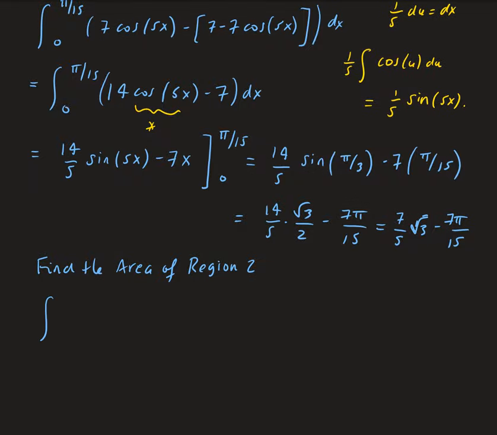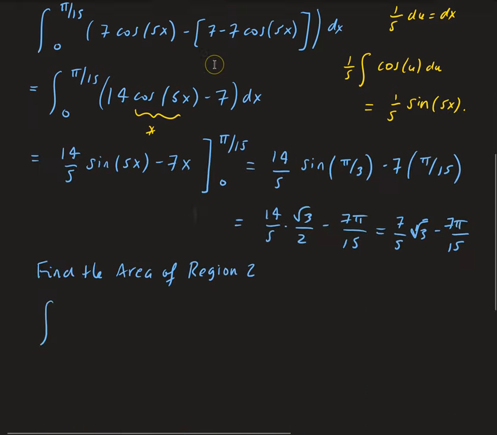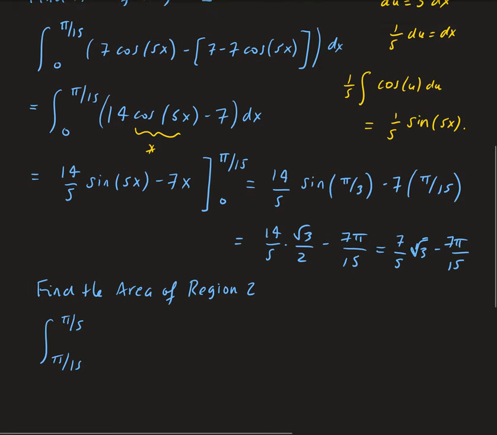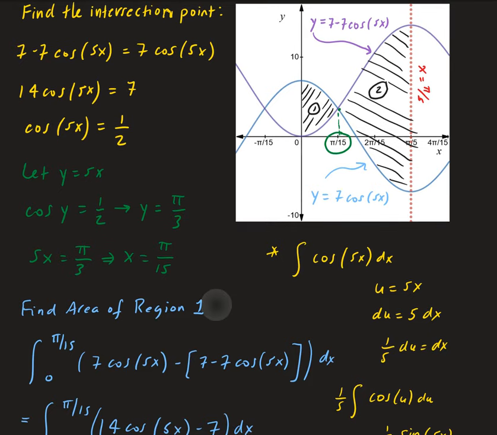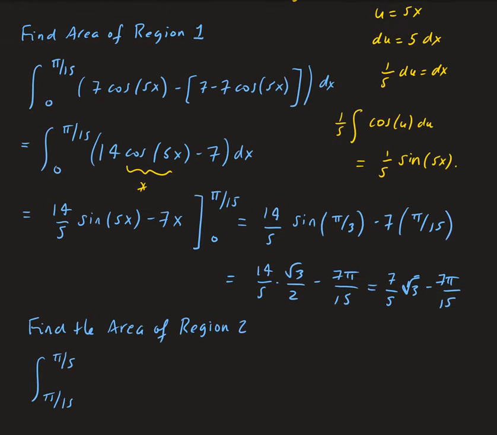Okay, so for that we have the integral, it's going to go from pi over 15 to pi over 5. And for that region, for the top part, we have 7 minus 7 times cosine 5x, and the bottom part is going to be 7 times cosine 5x. So pretty much we get the same thing as we had earlier up here, but since the top becomes the bottom and the bottom becomes the top, essentially we have this integral here, but we're going to take the negative of that.